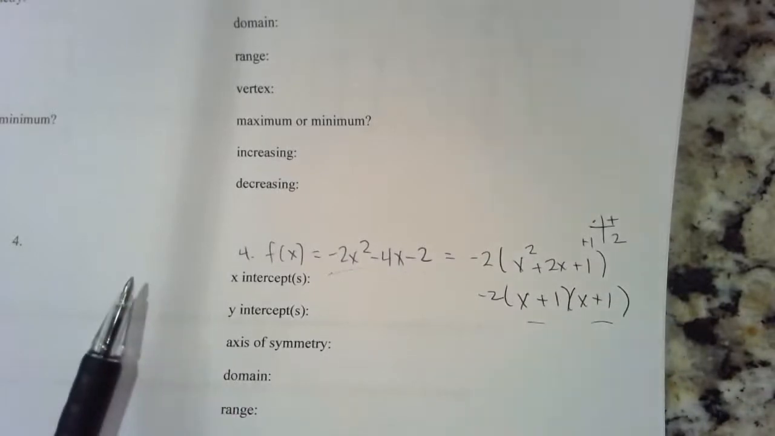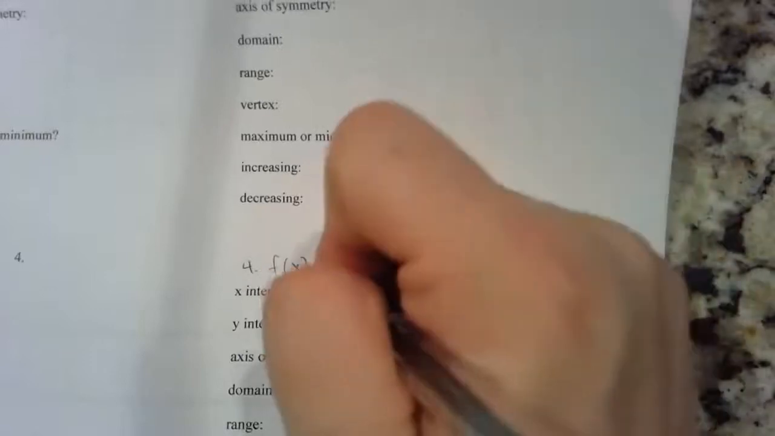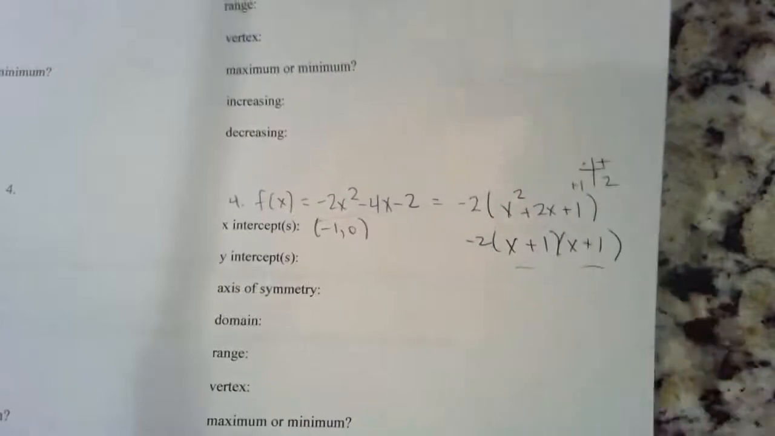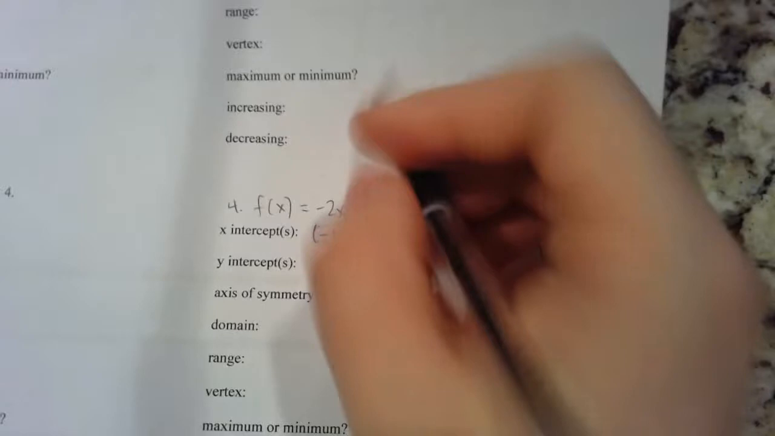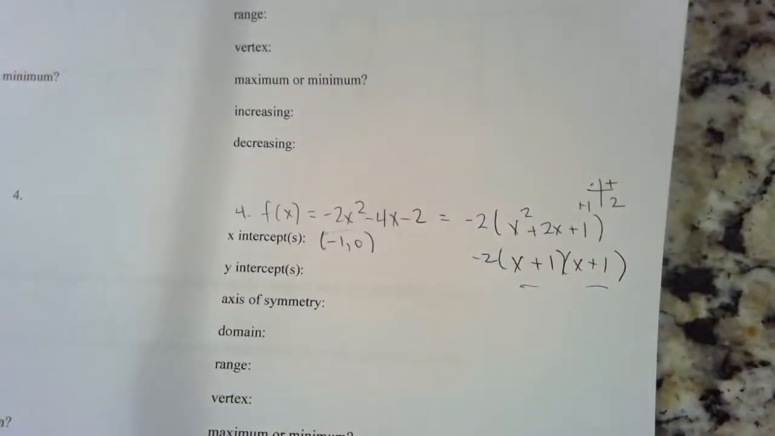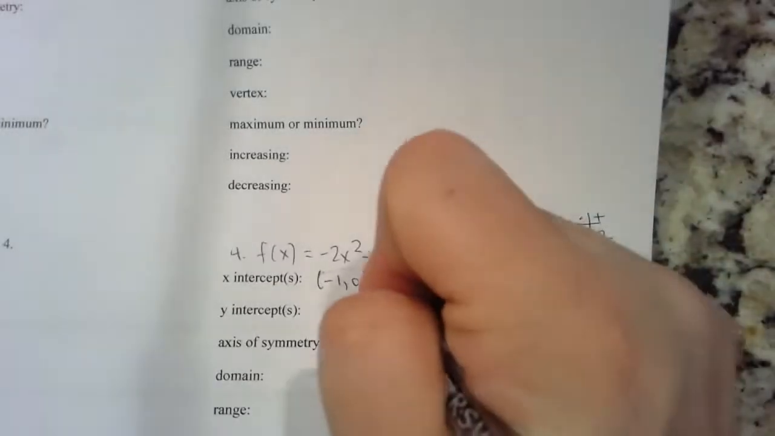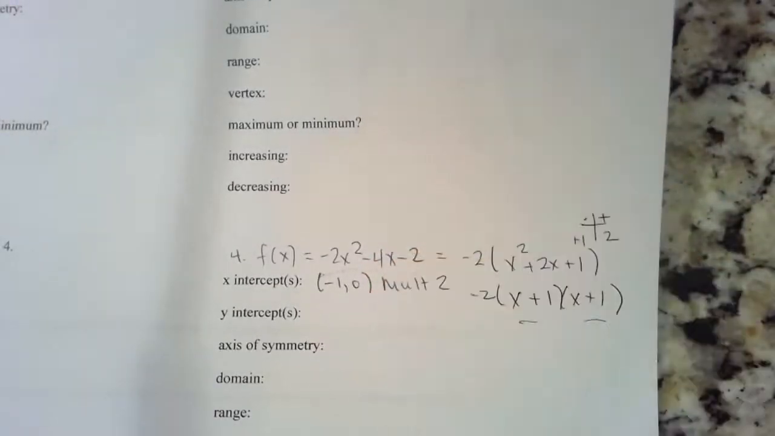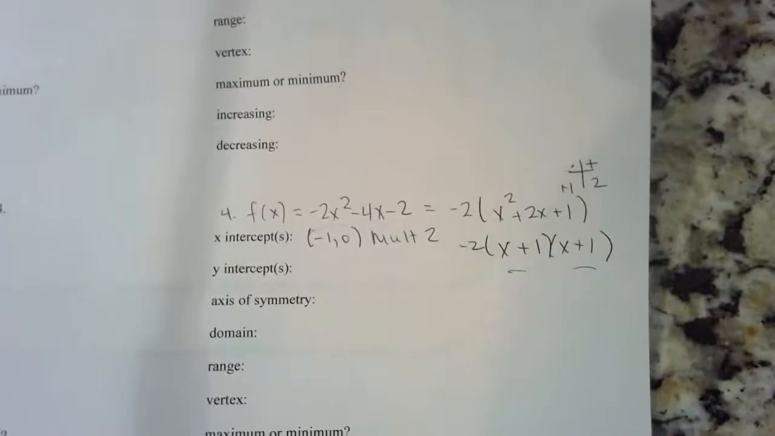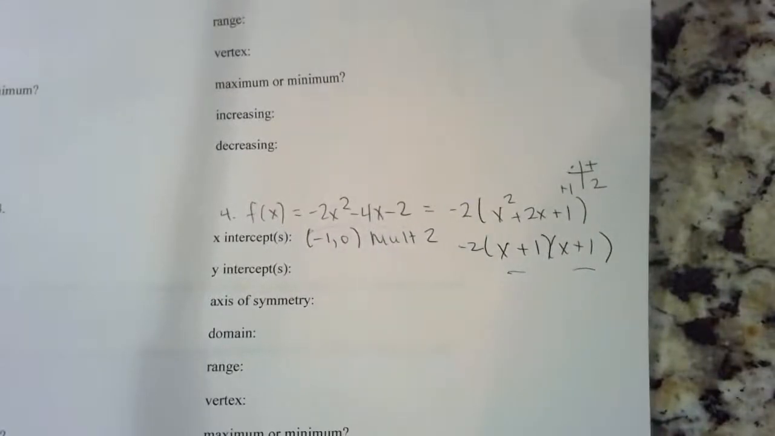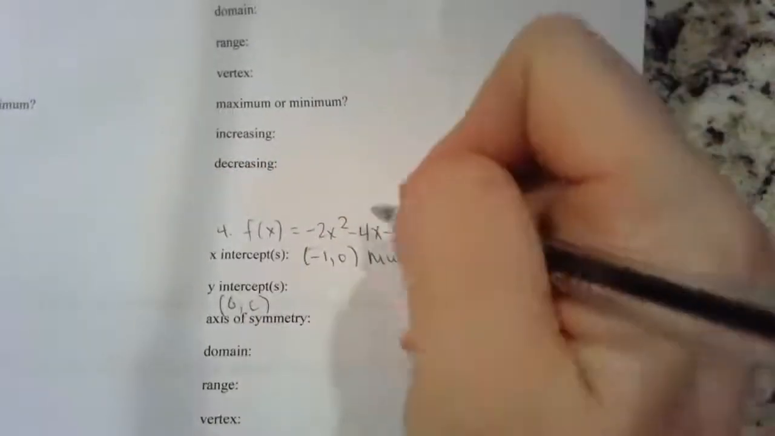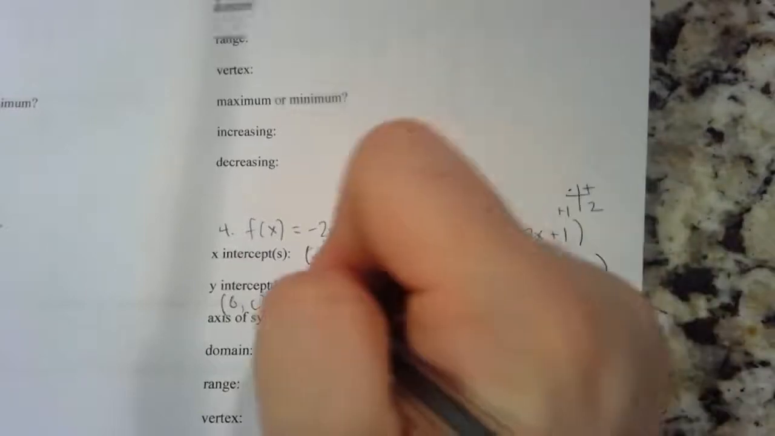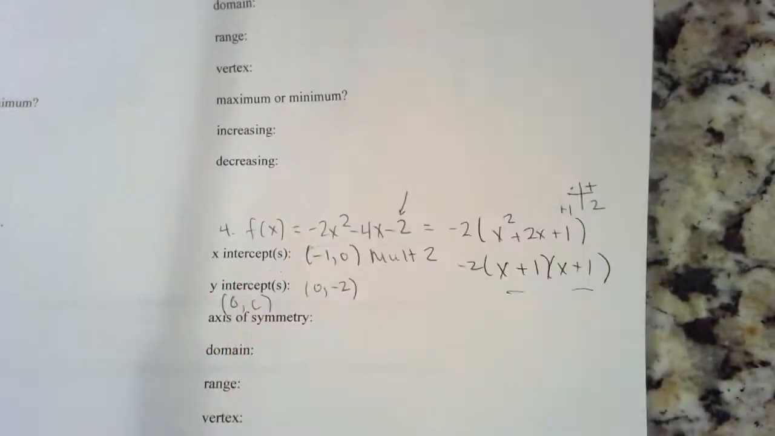The x-intercept happens at (-1, 0) because it's the opposite of the +1. But because there's 2 of them, I'm going to say it has a multiplicity of 2. Multiplicity 2. Now the y-intercept is (0, c). You have to have this memorized. Y-intercept (0, c). So I'm going to take that -2 right there and say (0, -2).